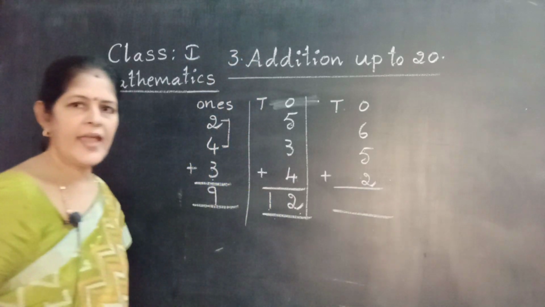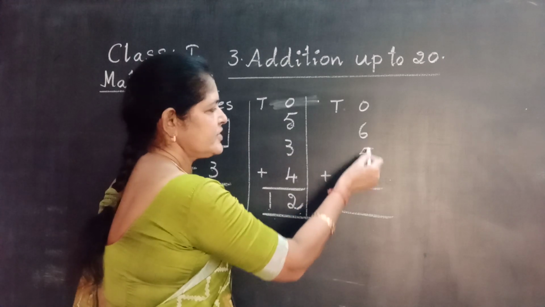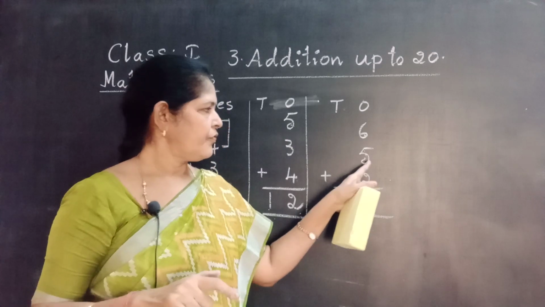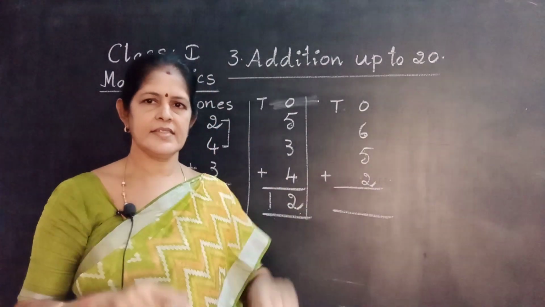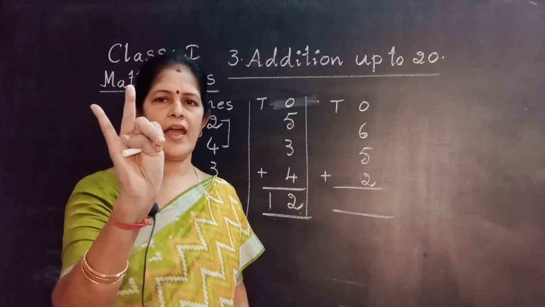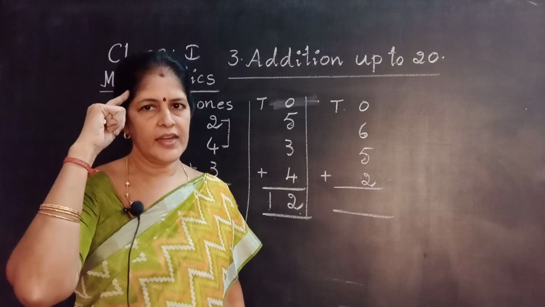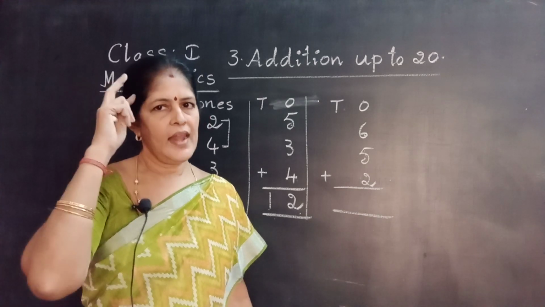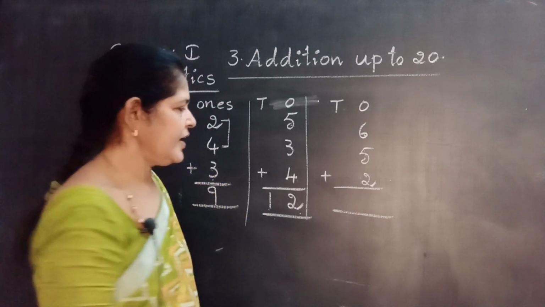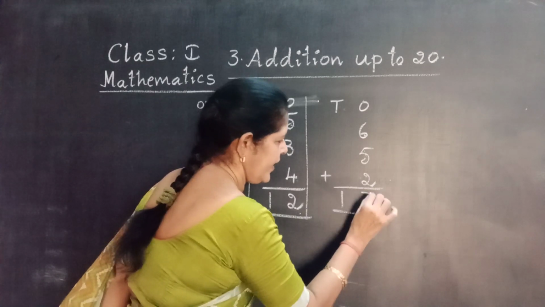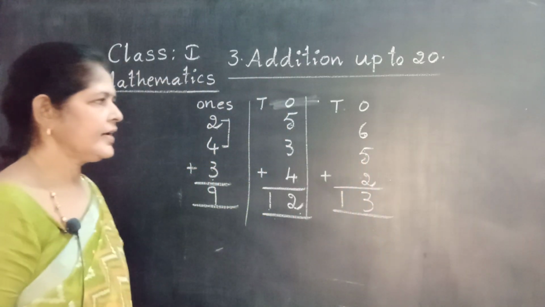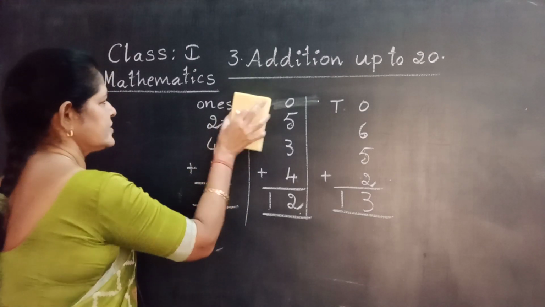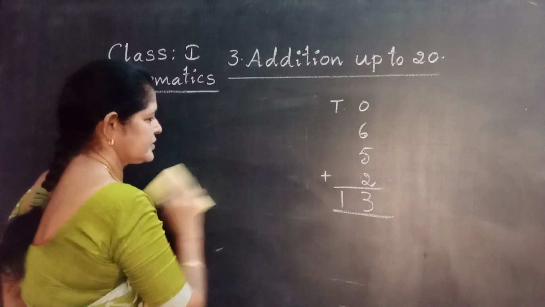6 plus 5 plus 2. First add these two numbers. Take 6 fingers, 5 after: 6, 7, 8, 9, 10, 11. 11 in the mind. Again add 2. Take 2 fingers, 11 after: 12, 13. 13 is 1 ten, 3 ones. Now go to today's class word problems.